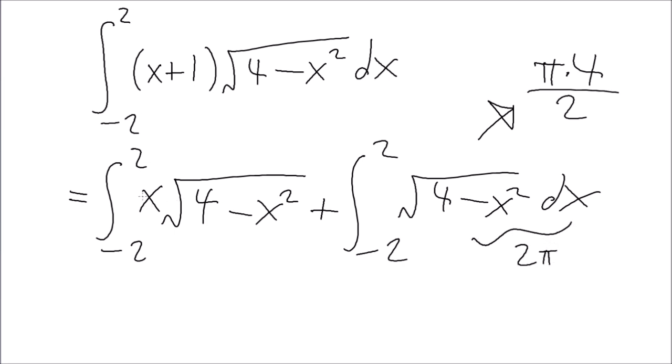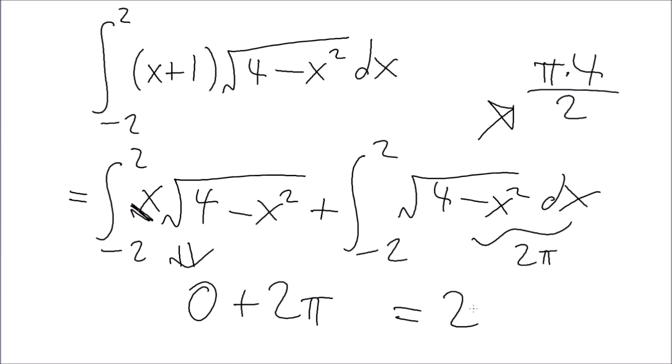Okay, but this one has an x on it. What do I do here? What do you realize this is? Yes, this is an odd function. It's an odd function. This is equal to 0. So 0 plus 2 pi? Easy. The answer is just 2 pi.